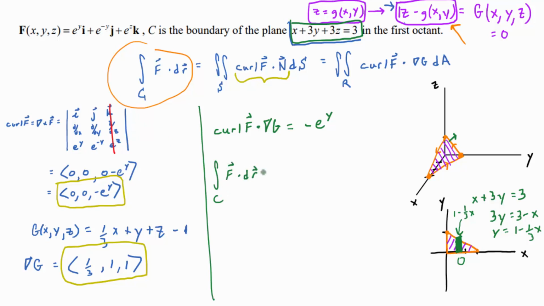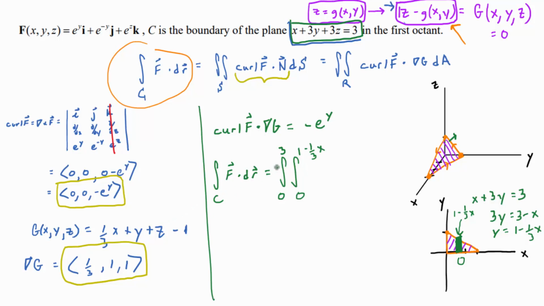So according to Stokes' theorem, this line integral is equal to the double integral over r. What are we going to integrate from? 0 to 3 on the outside. And then y goes from 0 to 1 minus 1/3 x on the inside. Our integrand is just negative e to the y.